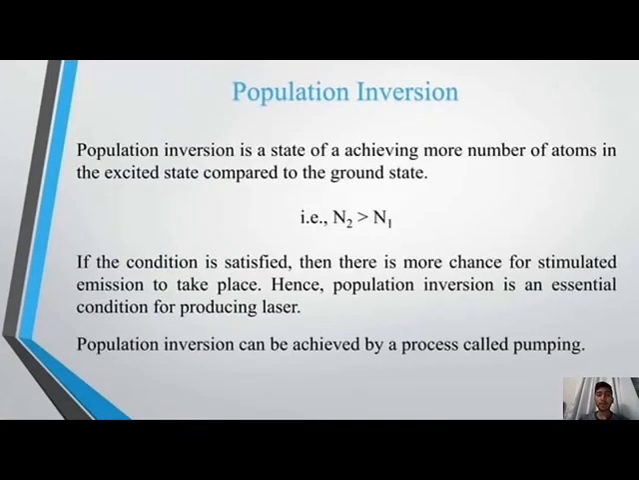Next, population inversion. Population inversion is a state of achieving a greater number of atoms in the excited state compared to the ground state, N2 is greater than N1 numerically. If this condition is satisfied, then there is a greater chance for stimulated emission to take place. Hence, population inversion is an essential condition for producing laser. Population inversion can be achieved by a process called pumping.